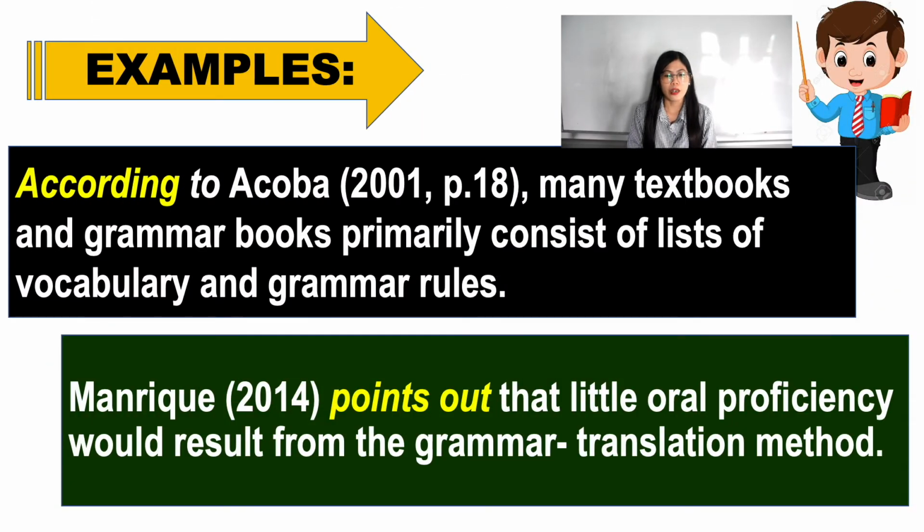We have here, according to Acoba 2001, page 18, many textbooks and grammar books primarily consist of lists of vocabulary and grammar rules. Another example, Manrique 2014 points out that little oral proficiency would result from the grammar translation method. So this is how you cite sources when you are using in-text citations.